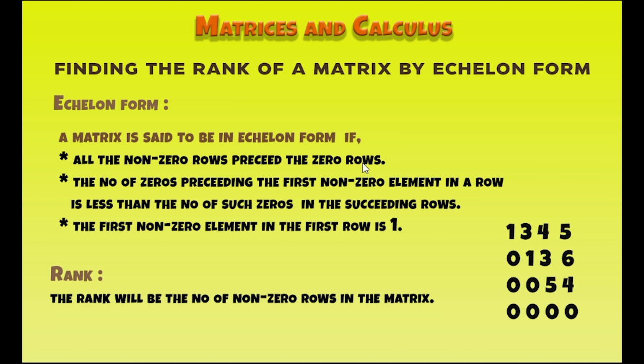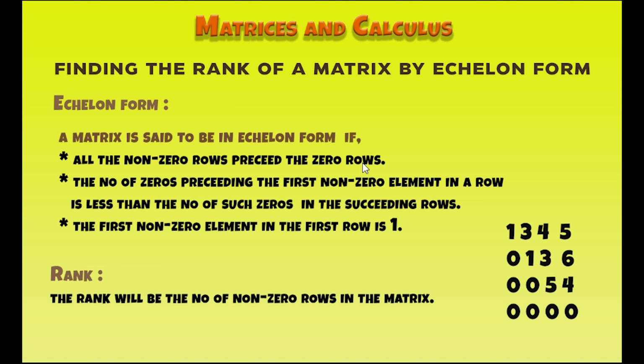The first non-zero element in the first row is 1. So always in an echelon form, the first non-zero element in the first row should be equal to 1. And if the matrix is converted into echelon form, then the rank will be the number of non-zero rows in the matrix. So this is our matrix in echelon form, and here we have 3 rows which have non-zero values. So here our rank is equal to 3.